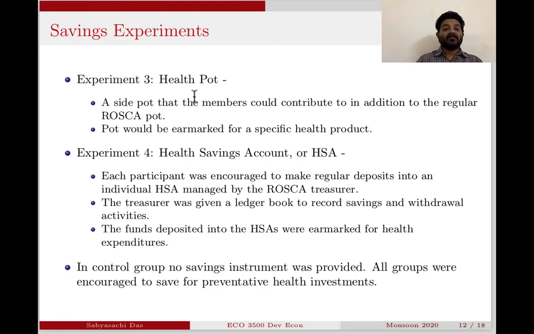The third experiment is a health pot. So this uses the Rosca structure that is already there. Basically, what they have is no longer an individual level saving, but for each Rosca they have a side pot. The pot is for the entire Rosca, where the members could contribute in addition to the regular Rosca pot. So now they have two pots.